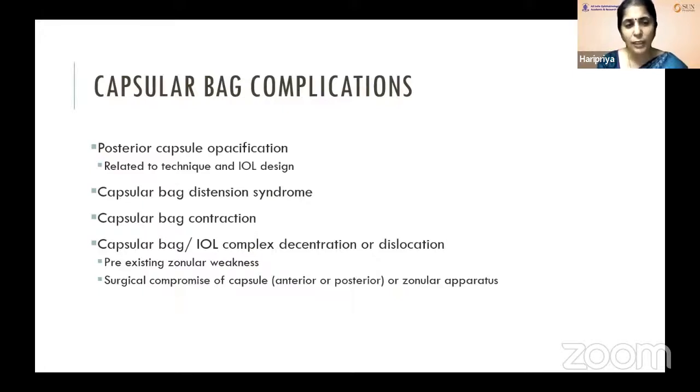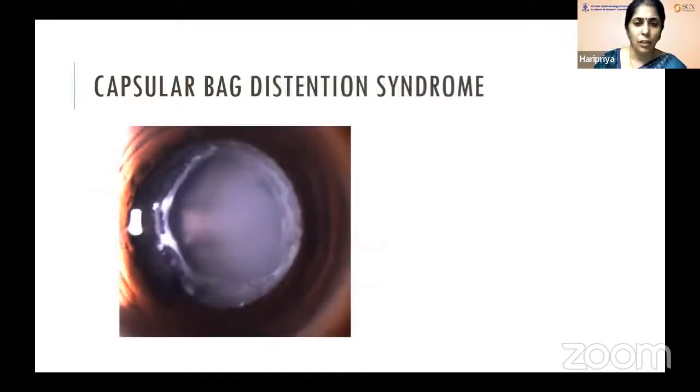So access is one challenge which can be there, especially if you're doing it for patients in the periphery and the suburbs. The other aspect would be the capsular bag distension syndrome. The other complication could be capsular bag contraction and capsular bag IOL complex decentration or dislocation, which could either be because of pre-existing zonular weakness or because of compromise during the surgery of either the capsule or the zonular apparatus.